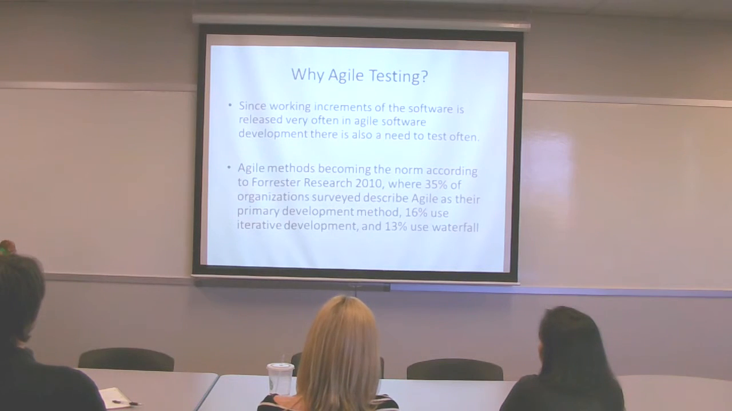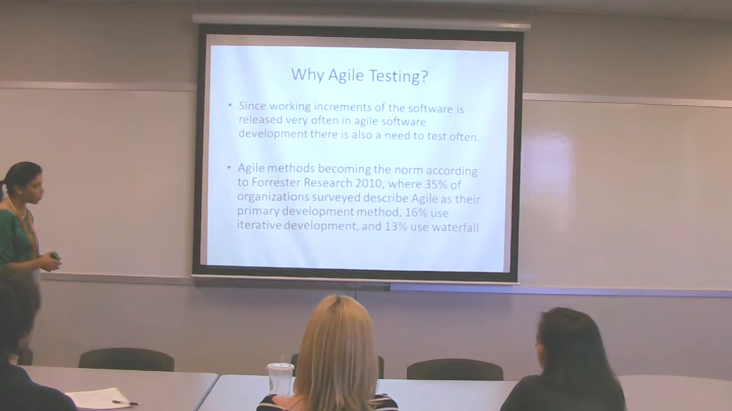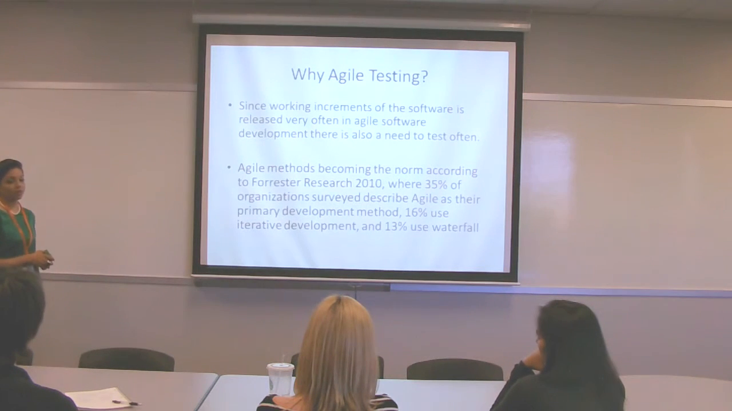Okay, why agile testing? Since working increments of the software are released very often in agile software development, there is also a need to test often. Again, as I said, we're delivering in increments. So we need to test often, daily, twice a day. We run our automation tests to make sure that what we have delivered is not breaking. Code may come to you 2 times a day, 3 times a day, depending on whenever the developer is done with his story, or his part of the story. We need to test every time there is a build.